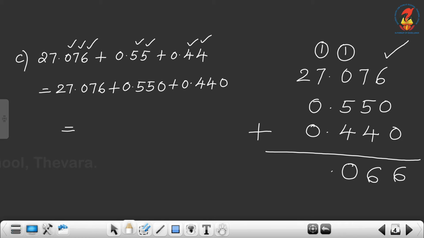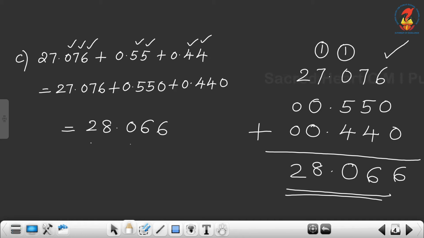Now next the decimal comes, we have to put the decimal point. 0 plus 0 plus 7 plus 1, 8. Now look at the tens place, no digits. So if you want, you can put 0 there. 2 plus 0 plus 0, 2. So the answer is 28.066.